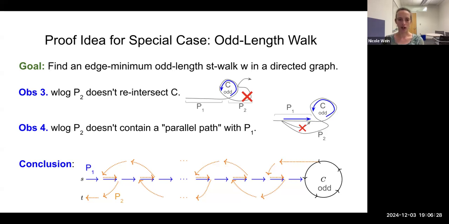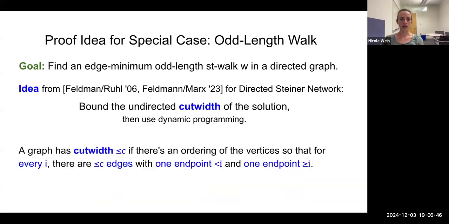Okay, so this is the structure that we are interested in for our final walk, W. And now the question is, how do we actually find a walk like this? What we can do here is use some insight from some prior work. The prior work that we're interested in here is prior work on the directed Steiner network problem. And this is work by Feldman and Ruhl in 2006 and Feldman and Markus in 2023. And interestingly enough, these are two different Feldmans.